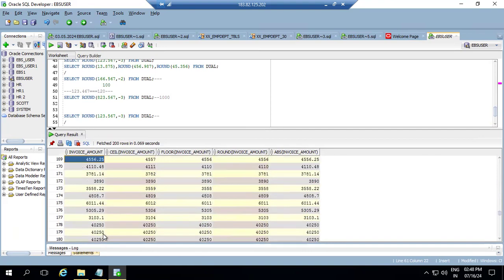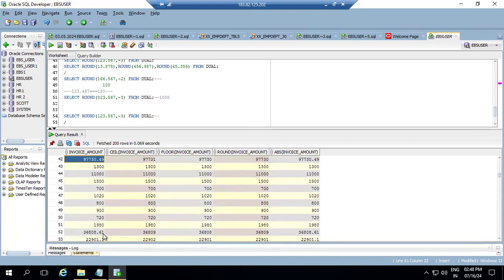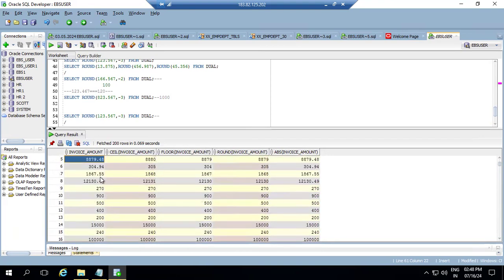So it does not make any changes in your decimal places. You can also check this. It is 12,130.49, the same value only. Suppose you have minus 12,130.49, it will convert into 12,130.49, right?